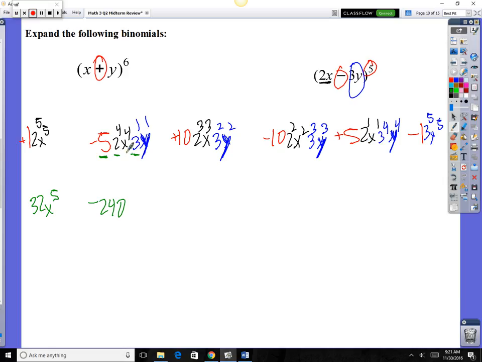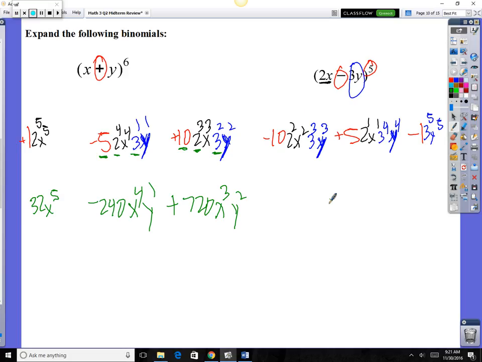Now, let's do the letters. You've got x to the 4, y to the 1. Okay, now this one right here, your numbers are going to be 10. So on your calculator, you type in 10 times 2 cubed. And then you have to times that by this number here, by 3 squared. So times that by 3 squared, and that should give you a plus 720. And then your letter should be x cubed y squared.